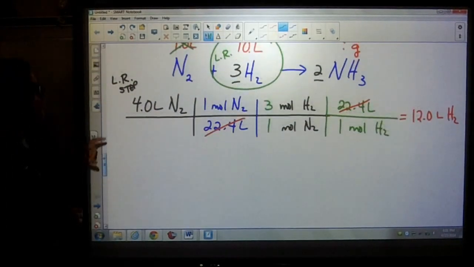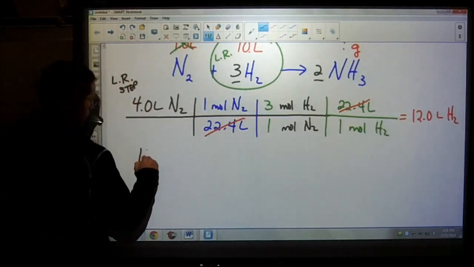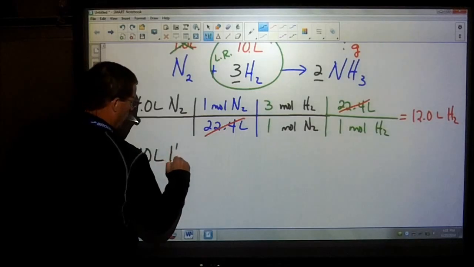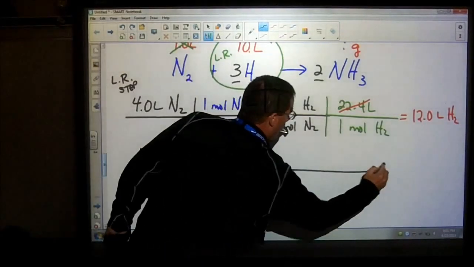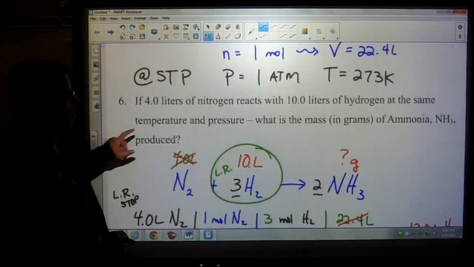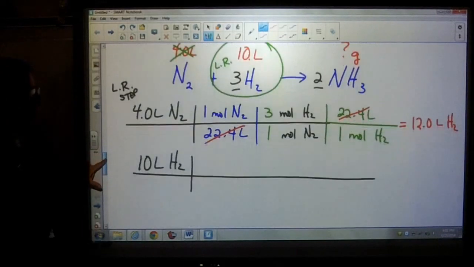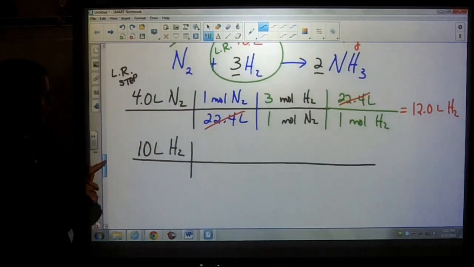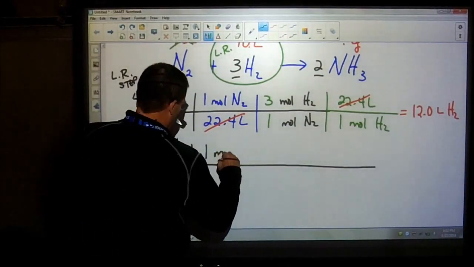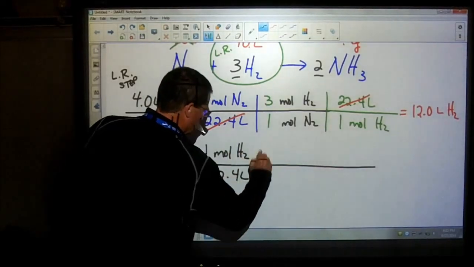Once I know that, I'm going to take my amount for the hydrogen and do pretty much the same thing that I did up here, except now I'm actually solving for the question. The question wants to know, what is the mass in grams? So I'm not going to stop at moles, and I'm not going to use 22.4 at the end, but I will at the beginning here. So 1 mole of hydrogen, 22.4 liters, which is good.